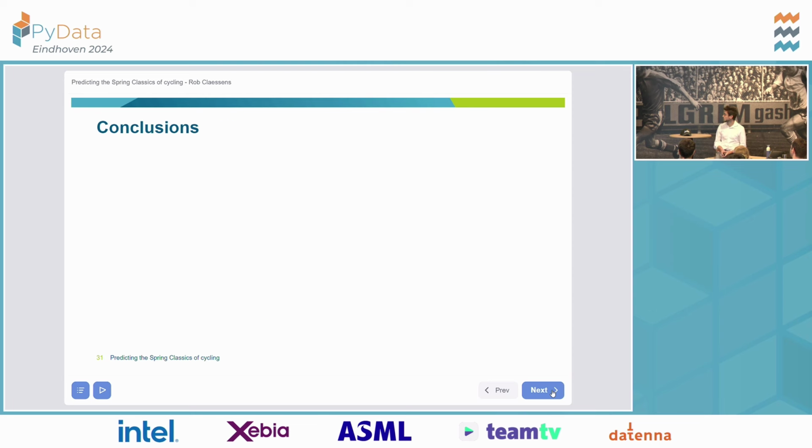Okay, conclusions. My model is not yet strong enough to beat well-informed cycling enthusiasts. It was better than like 50%, but it should become even better to rank higher.